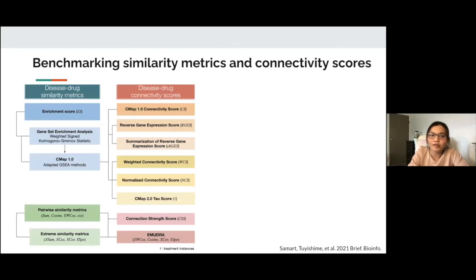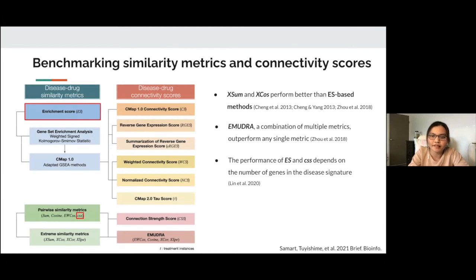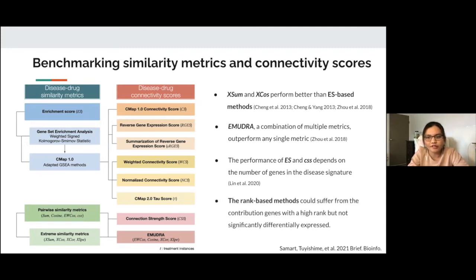According to the previous studies that we summarized, XCos performs better than the enrichment score-based methods. The eMudra score, as a combination of multiple metrics, outperforms any single metric. The performance of the enrichment score and CSS depends on the number of genes in the disease signatures. And the rank-based method usually can suffer from genes with a high rank but not significantly differentially expressed.